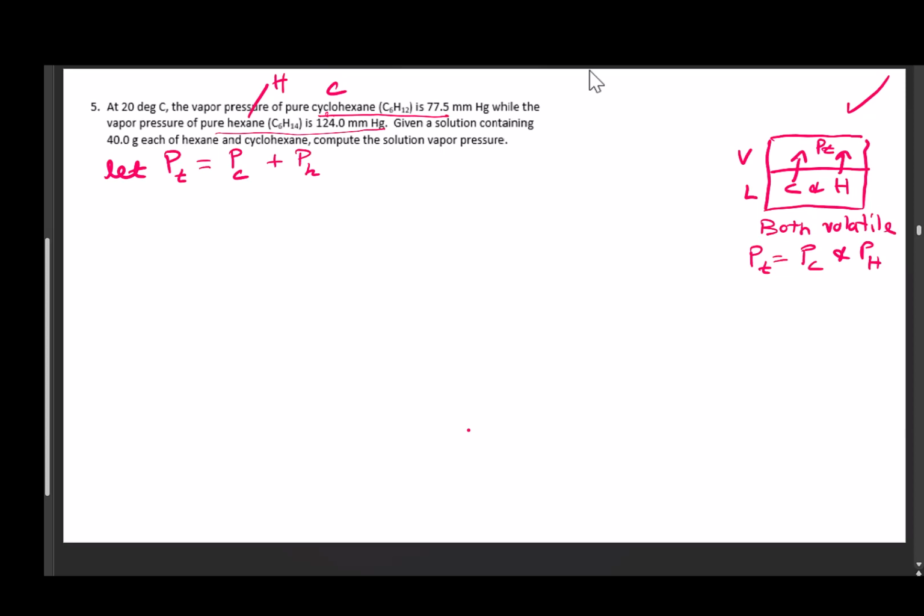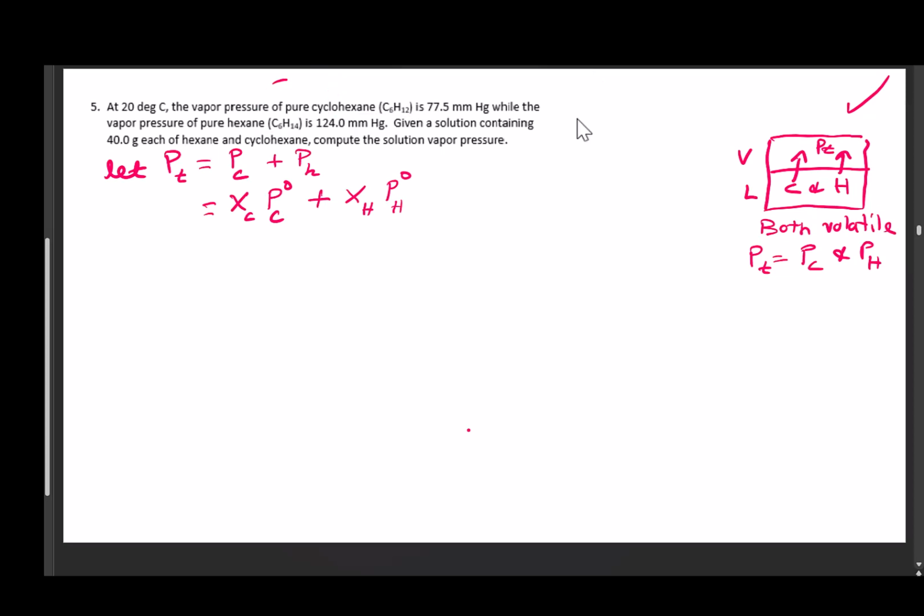The Raoult's law version of the equation is, we'll say that total pressure is equal to the mole fraction of the cyclohexane times the vapor pressure of pure cyclohexane plus the mole fraction of the second component hexane times the vapor pressure of pure hexane. That superscript 0 means pure. So to compute this total pressure, we need 4 numbers in this equation. So let's see if we can pick them out from what we're given here.